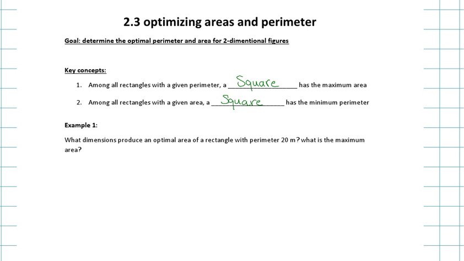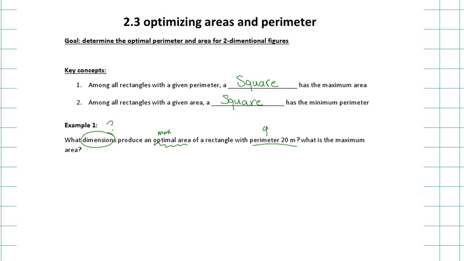What's the question asking you to do? It's asking what is the maximum area. Before that, what does it ask you to do? What dimension produces an optimal area? So you're looking for dimensions that produce the optimal area, which means the maximum area. What is given to me? We're given the 20 meters, which is a perimeter. So that's the given.